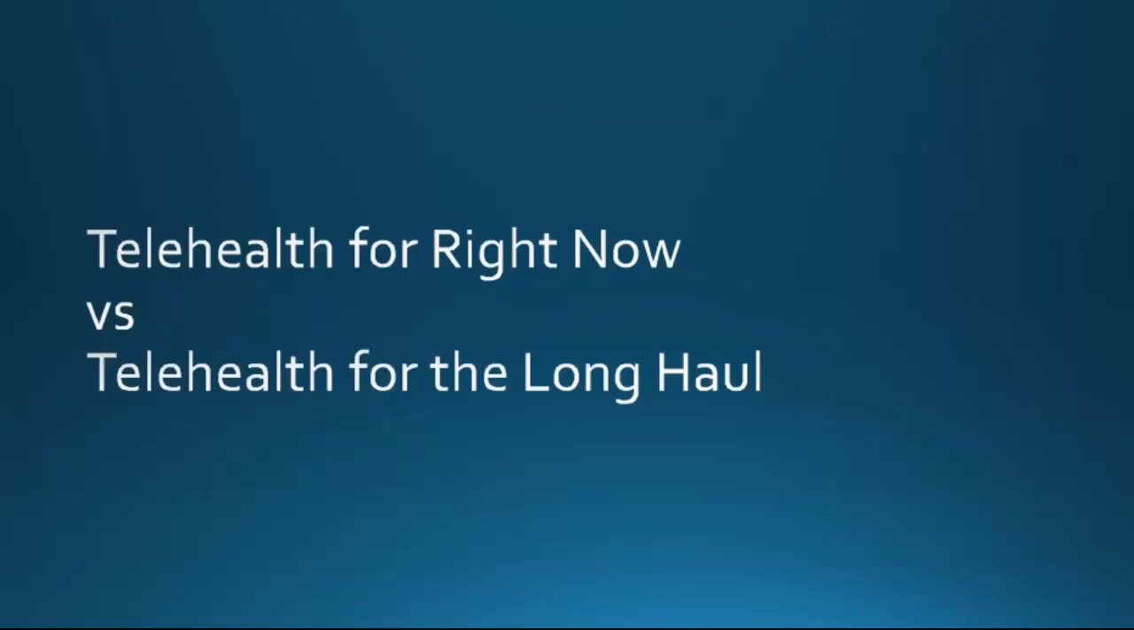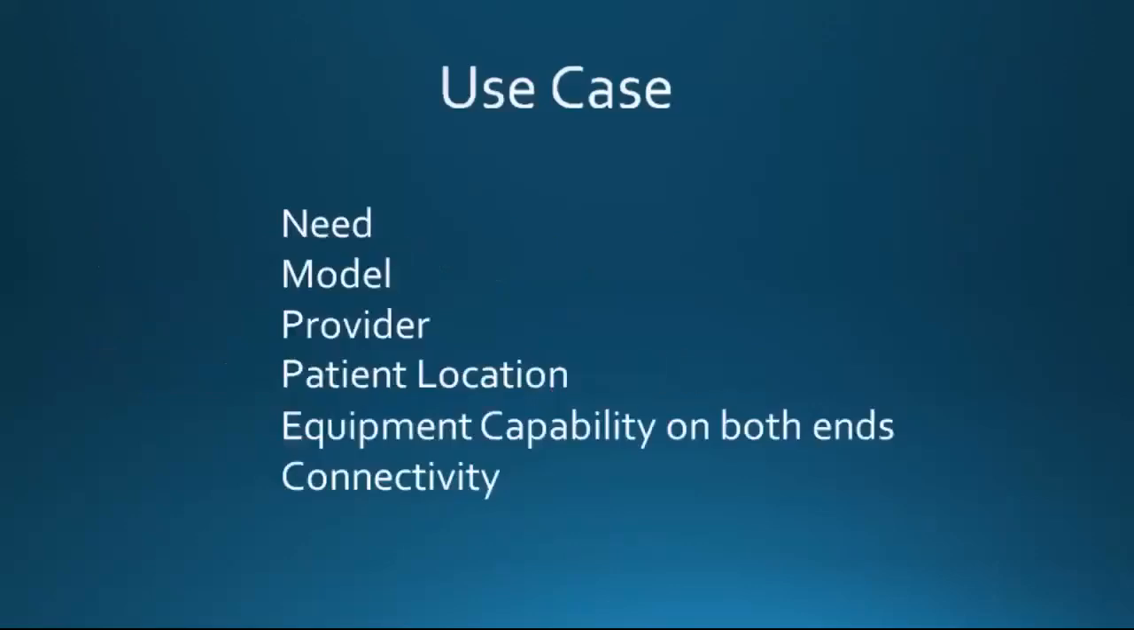So let's figure out what exactly it is. Let's talk through that use case, right? How to figure out exactly what it is that you want to do. So here are the components that are important to me from my perspective. What's the need, clearly? What sort of model are we looking at? Who is the provider? What are the letters after their name and what sort of services are they providing? Where is your patient physically located? And then the equipment or platform capability on both ends. So what is the actual equipment in hand on both ends of that connection? And what does it need to be able to do? And then connectivity, just how much bandwidth are we talking about? So these are the pieces that will let you do a good job shopping.